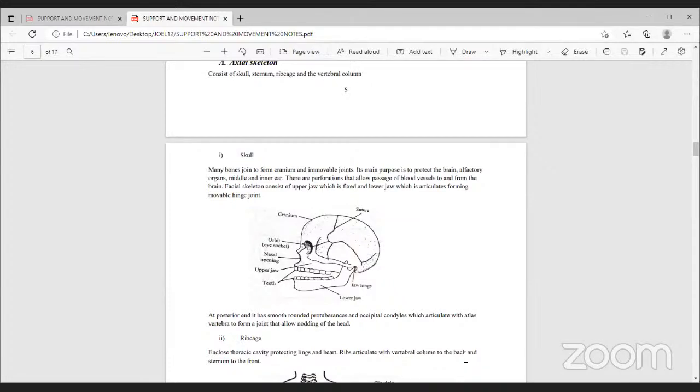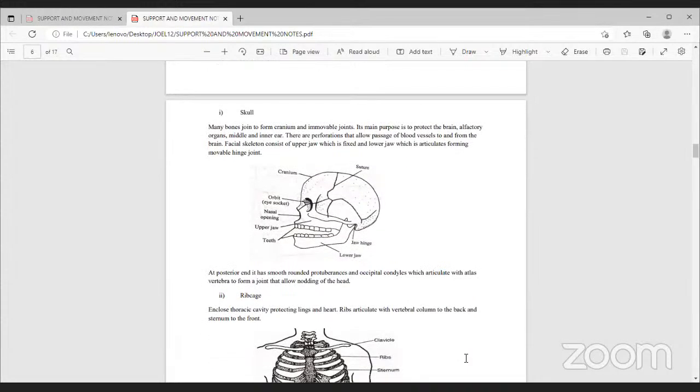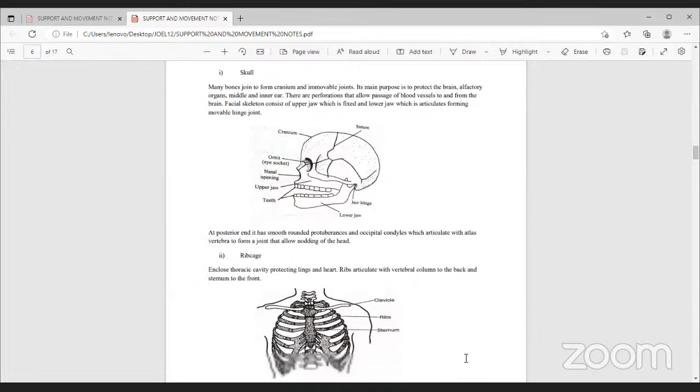Now, under the skull, there is a question that you need to address again. Discuss the adaptations of the skull to its function. You can have as many as 5 points talking about the adaptations of the skull to its function. Highlight those points and discuss them properly.